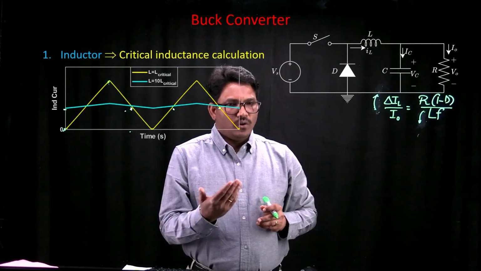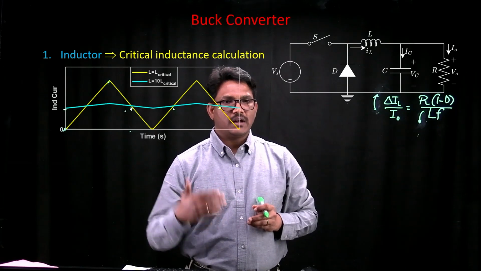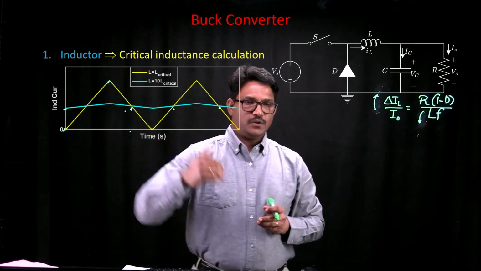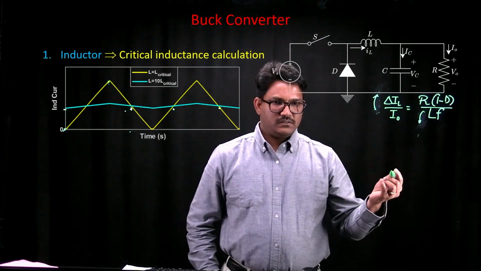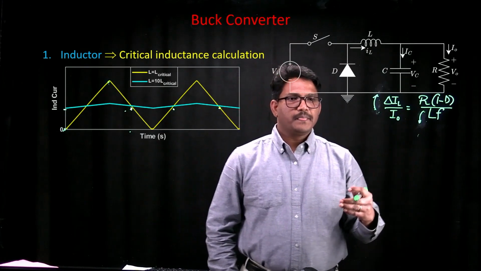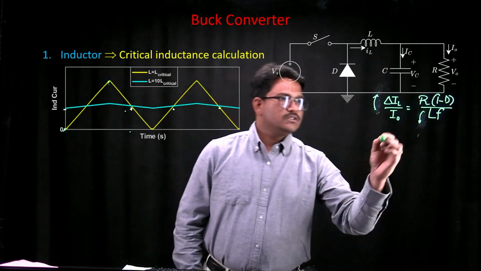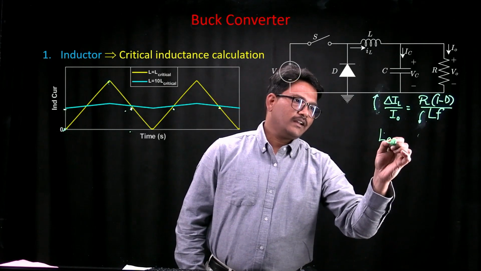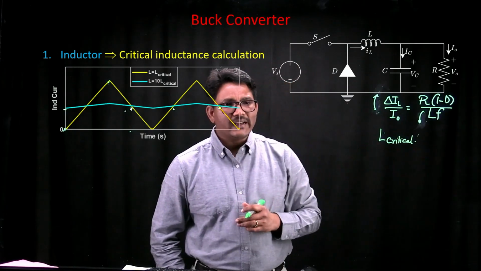Now, the point at which your output current moves from continuous to discontinuous is what we call the critical value of inductance. That is the boundary between the continuous mode of conduction and the discontinuous mode of conduction. So we call it L critical. Now, how do we get L critical?